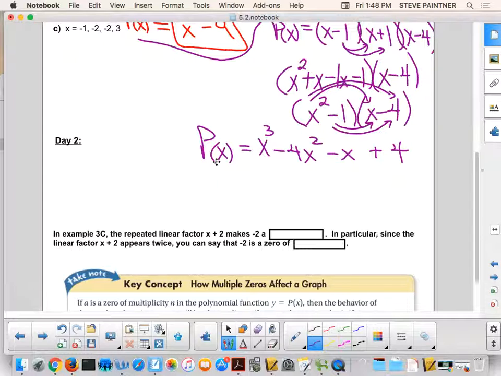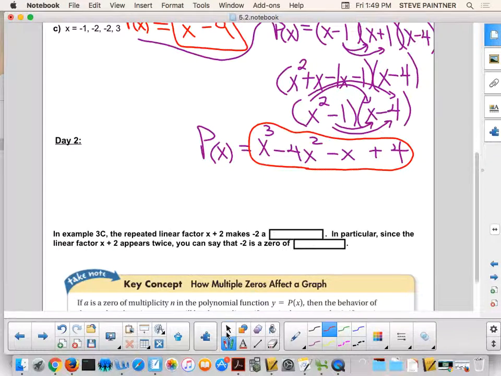When I FOILed, I got that, and are there any like terms? X and, no. No, x cubed is different than x squared is different than x, and x is different than 4. You're done. It's in what form? Standard form, you're done. Your polynomial function that had those zeros is right there. Okay?